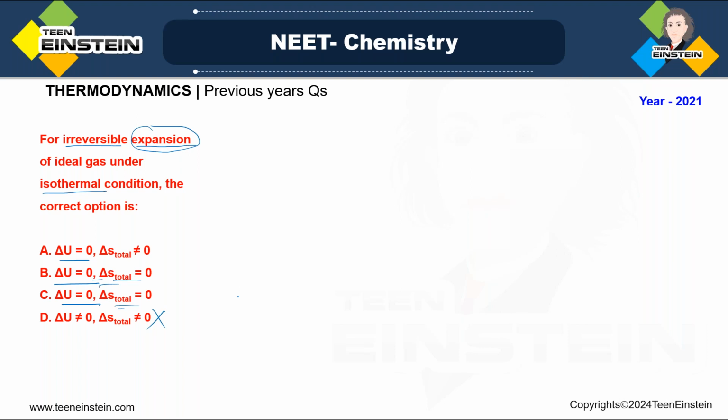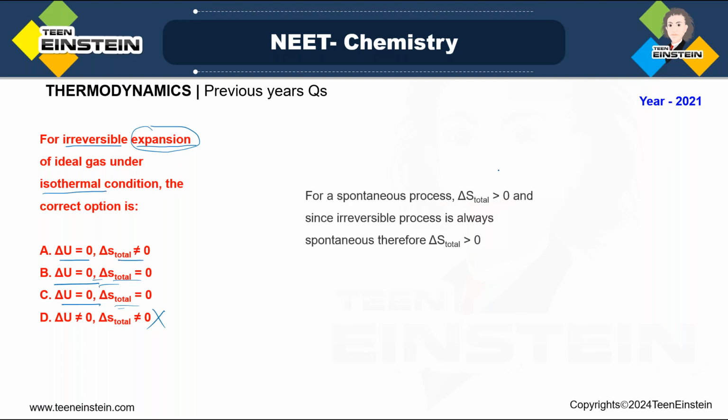That is total value, total entropy, because here it is mentioned as total. So total entropy has to be positive, right? For a spontaneous process, it is always positive, and since it is an irreversible process, not just expansion, it is an irreversible process, which is always spontaneous.